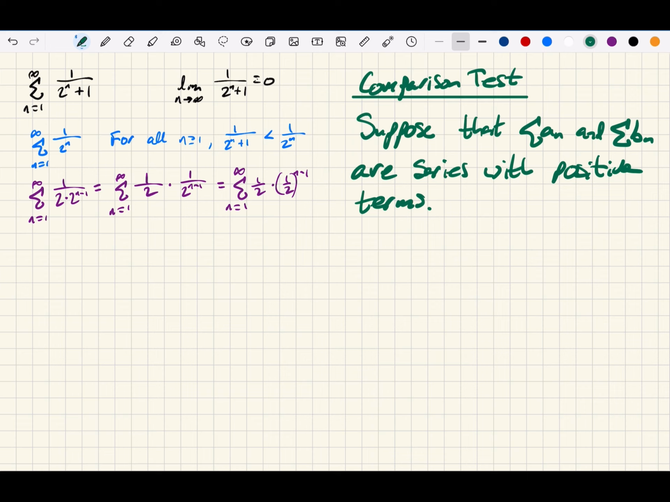Is this the direct comparison or the limit comparison? Direct comparison. Direct. Yeah.